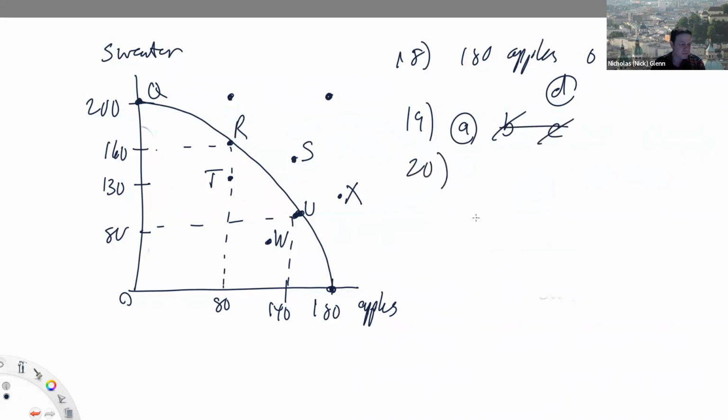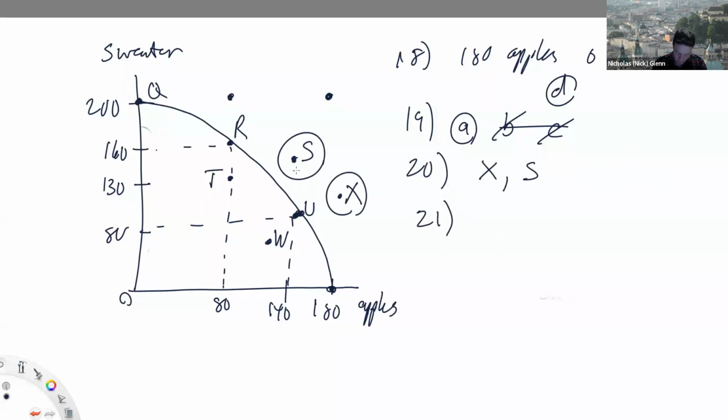20, what's it asking? It is not possible for this economy to produce at which points? X and S. Okay. They just don't have enough resources, not enough manpower. They're not at a high enough level of technology, not enough capital. They just can't produce that much. Remember, above and to the right it's not possible. 21. The economy cannot currently produce 140 bushels of apples and 140 sweaters because.